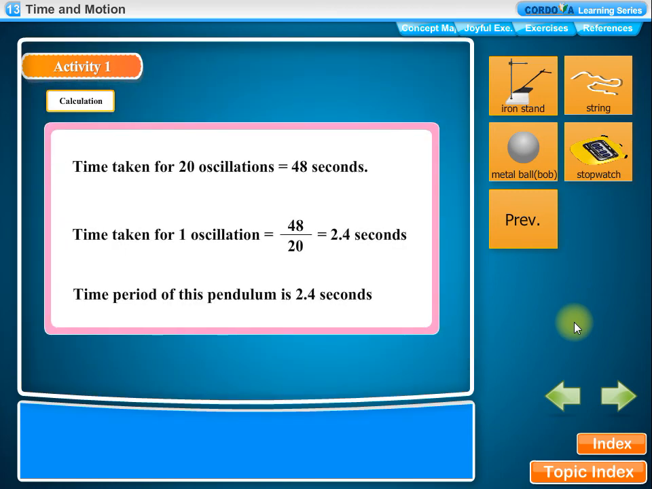Calculations. Time taken for 20 oscillations equals 48 seconds. Therefore, time taken for one oscillation equals 48 upon 20, which equals 2.4 seconds. Therefore, the time period of this pendulum is 2.4 seconds.